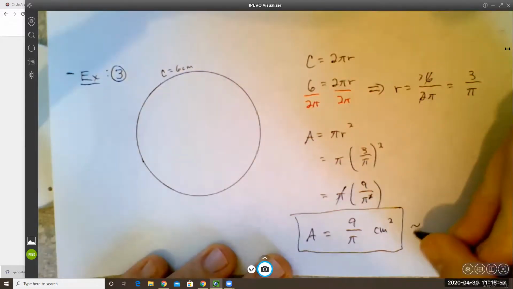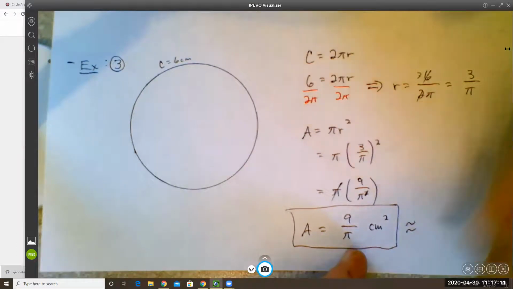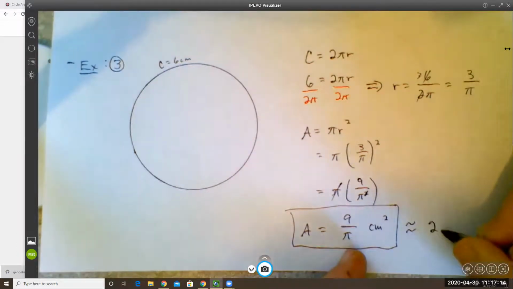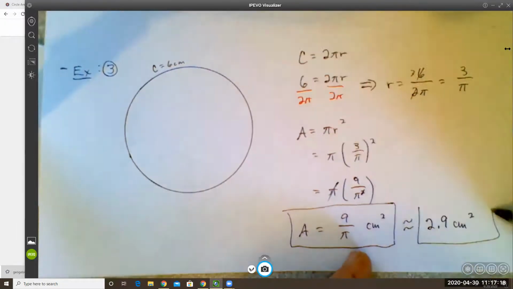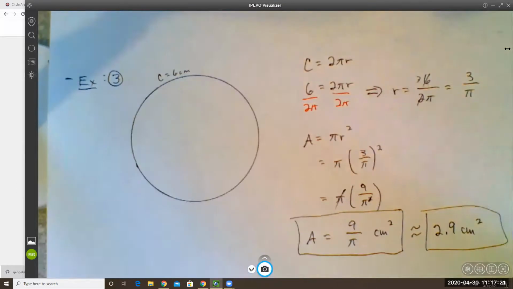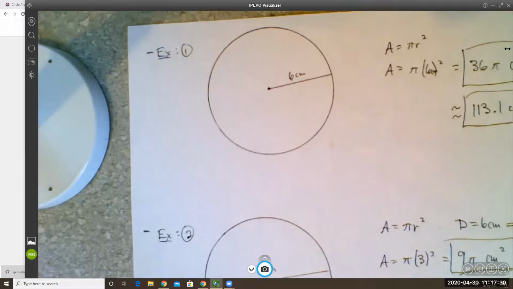This is approximately 9 divided by pi, which is approximately 2.86 or 2.9. I guess we've been rounding to one decimal place, so we can just round to 2.9 square centimeters. And that's that one. Okay, so just be careful, right? Make sure that you're using the information that you're given appropriately.